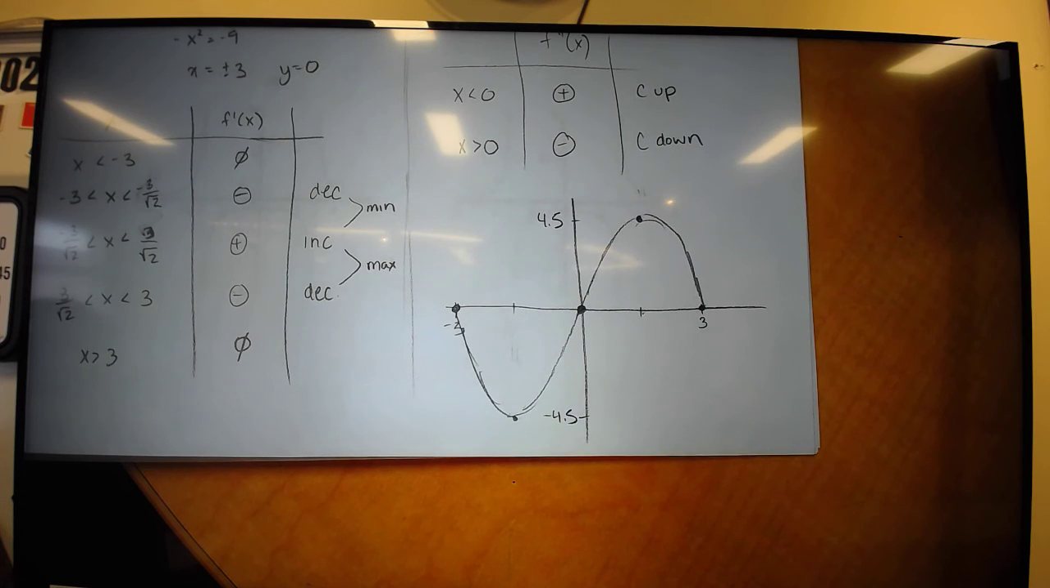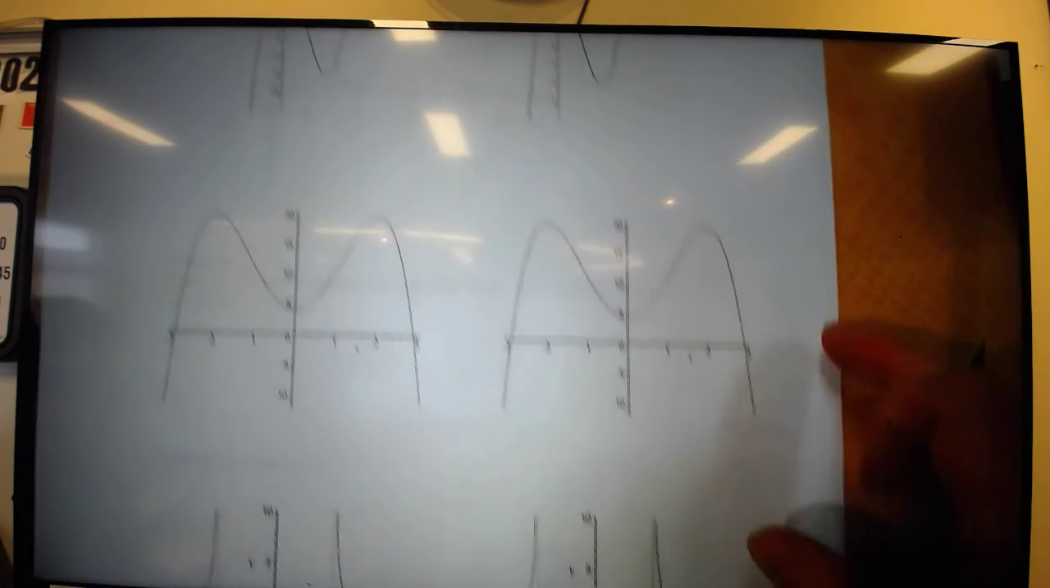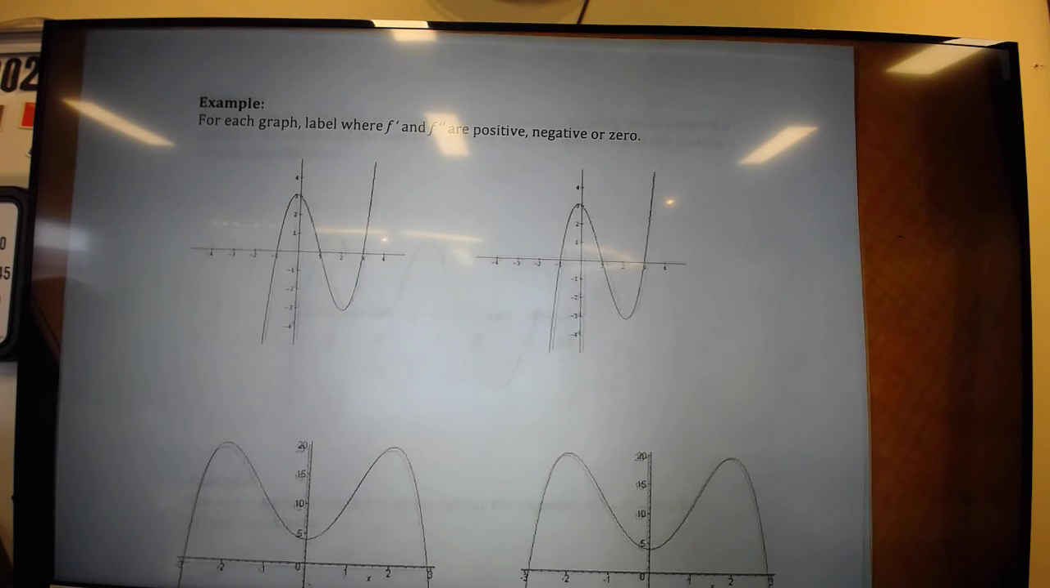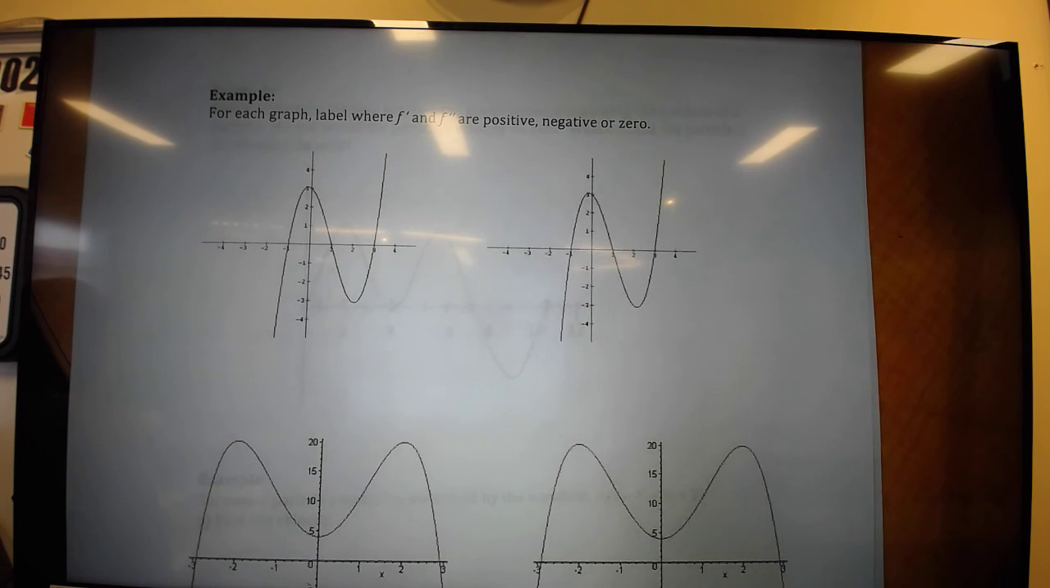So there's the first half of section 5.3. We're going to leave it there for right now, and we will pick it back up in 5.3 section 2.